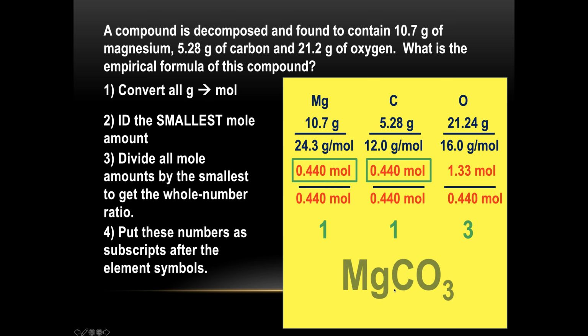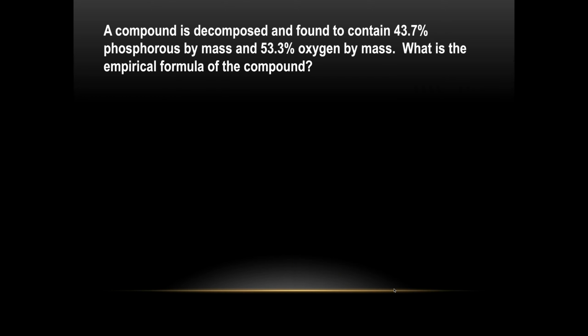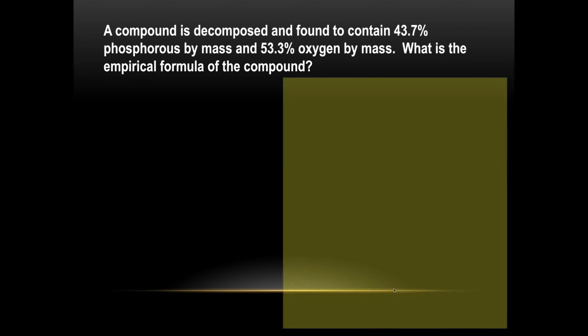Now, remember what I said is if it comes out to near a whole number, then just round to the whole number. What if it comes out to something .5? Well, that's where the last line of the song, double if needed, comes in. So let me show you an example of how that works. We decompose a compound. We find it contains 43.7% phosphorus by mass and 53.3% oxygen by mass. What is the empirical formula of this compound?